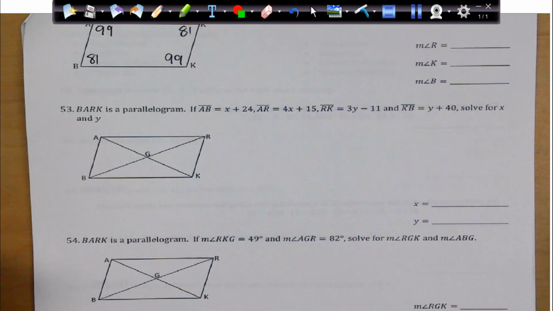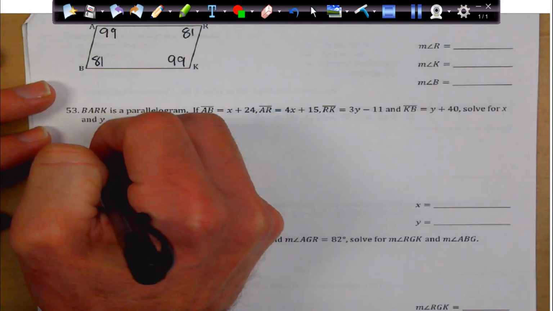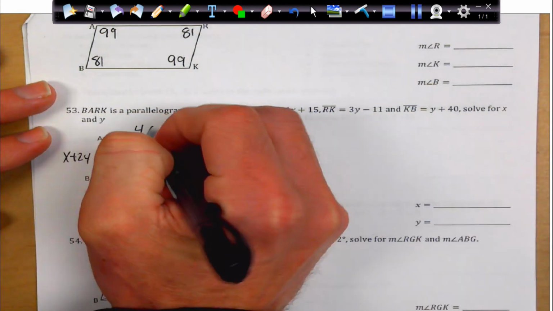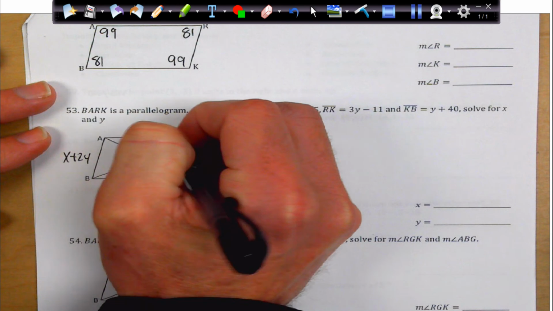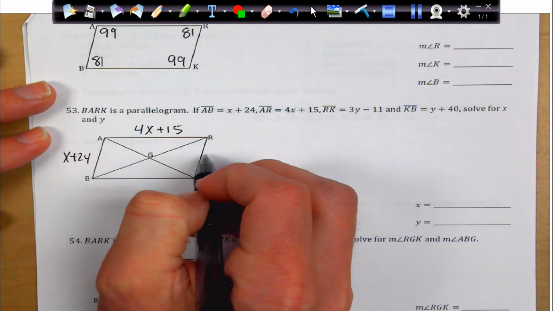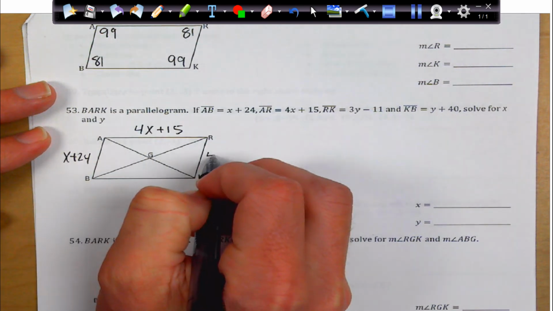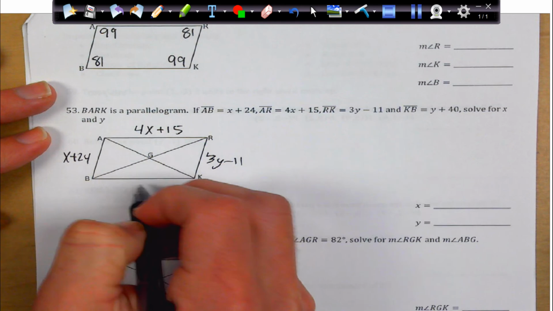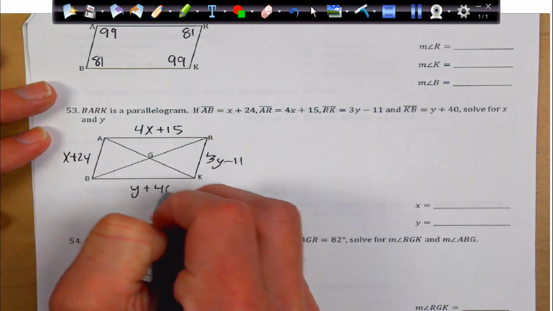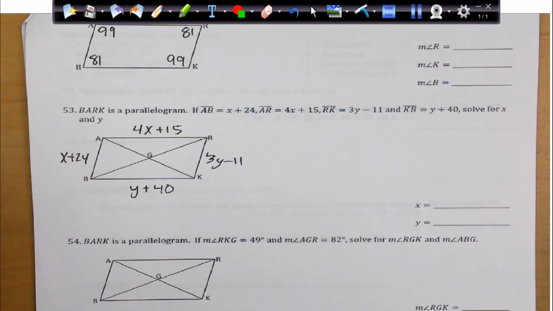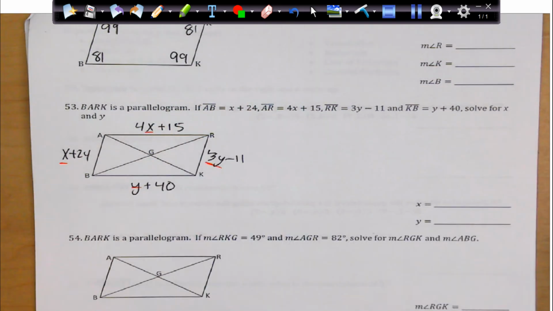Here we have AB is x plus 24 and 4x plus 15. And then RK is 3y minus 11, and this is y plus 40. Okay, so our dilemma here is that we are going to effectively have to set opposite sides equal, and what we don't like about that is that we have an x and a y, and we have an x and a y. So we're going to have to do what's called a system of equations.